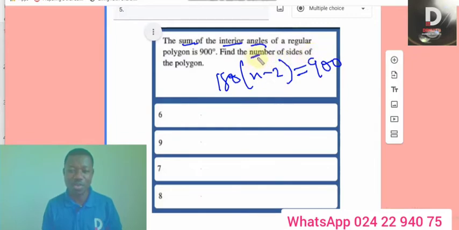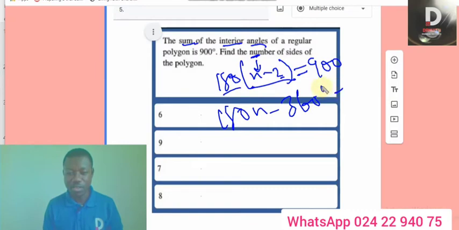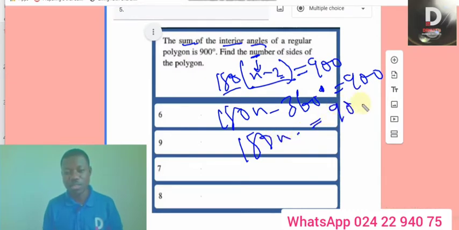So he's looking for what? n. You know that? You solve it and it will come. And you can solve this with your calculator. But let's do some show working here. So you open the bracket. So making what? 180n minus 180 times 2 is what? 360 degrees, so 360 equal to 900. So you group like terms. 180n equal to 900.